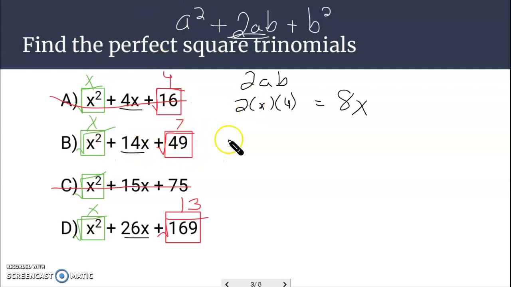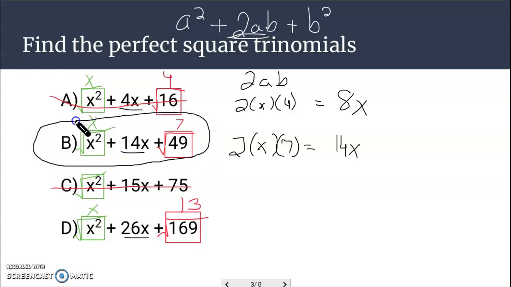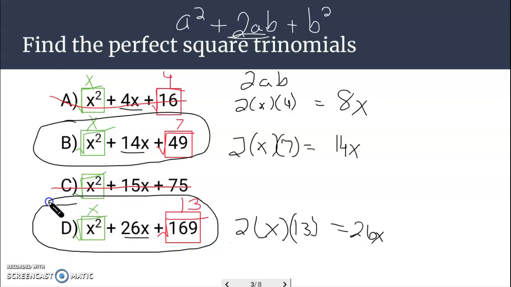Let's check b. 2 times the x times the 7 is 14x. And notice that matches the middle term. B is a perfect square trinomial. We know C isn't. Let's check D. 2 times x times 13 equals 26x. It matches the middle term, doesn't it? So in this set, B and D are in fact perfect square trinomials: x squared plus 14x plus 49, and x squared plus 26x plus 169.